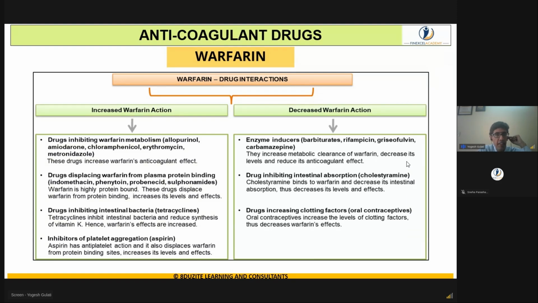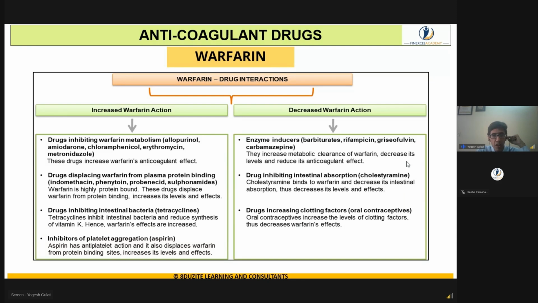Now coming to the right side, which is decreased action of warfarin. So we talked about cytochrome enzyme inhibitors, which were allopurinol, erythromycin. Now cytochrome P450 enzyme inducers. Any drug which will induce these enzymes will increase the breakdown of warfarin. So warfarin level goes down, action decreases. Important cytochrome P450 enzyme inducers, always remember barbiturates, rifampicin, very important carbamazepine, an anti-epileptic drug, and griseofulvin. Just remember these four drugs.